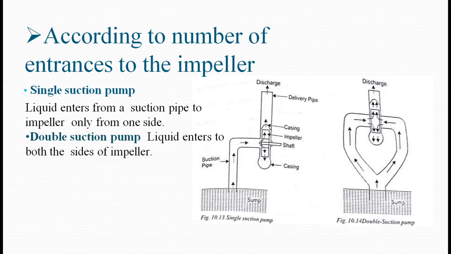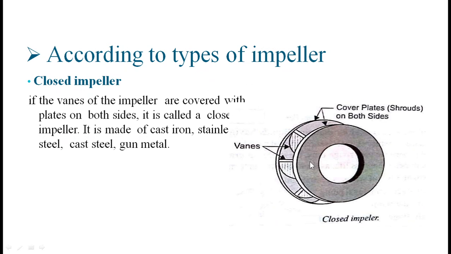The next classification is according to the number of entrances to the impeller. Here this is a single suction pump, where only one entrance is there, and here it is a double suction pump, where liquid enters from both sides of the impeller. Then the next one is according to the type of impeller.